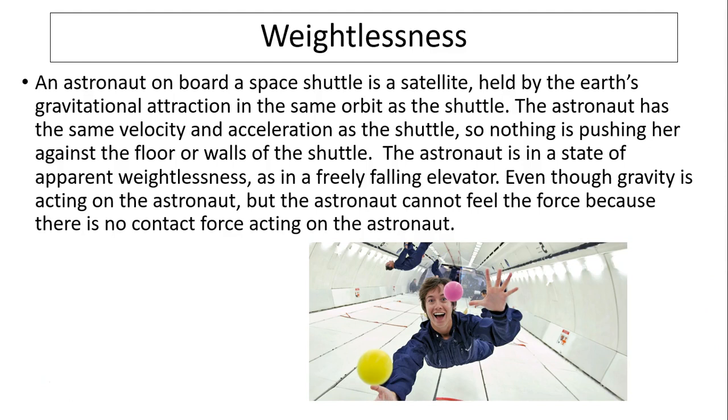Weightlessness. An astronaut on board a space shuttle is a satellite held by the Earth's gravitational attraction in the same orbit as the shuttle. So the astronaut has the same velocity and acceleration as the shuttle, so nothing is pushing her against the floor or the walls of the shuttle. The astronaut is in a state of apparent weightlessness, as in a free-falling elevator, even though gravity is acting on the astronaut. But the astronaut cannot feel this force. That is because there is no contact force acting on the astronaut.